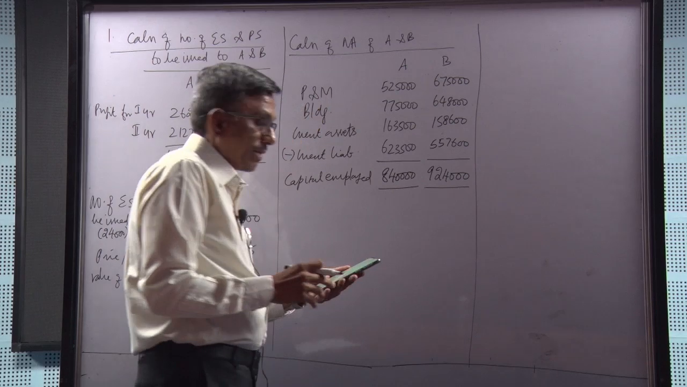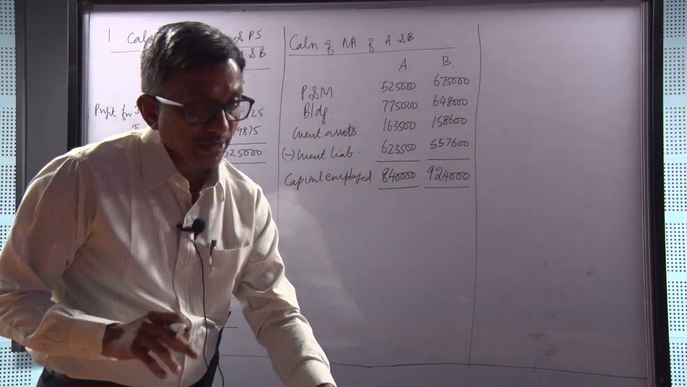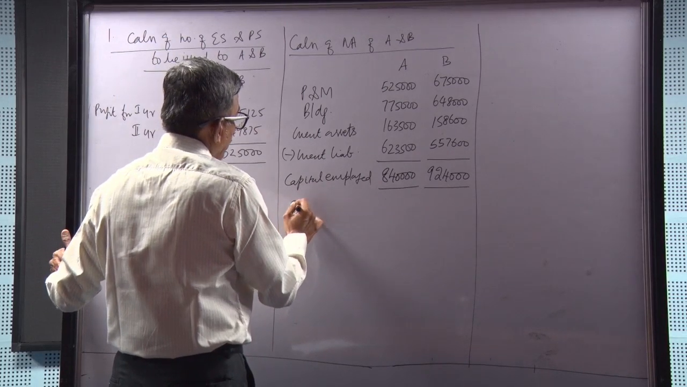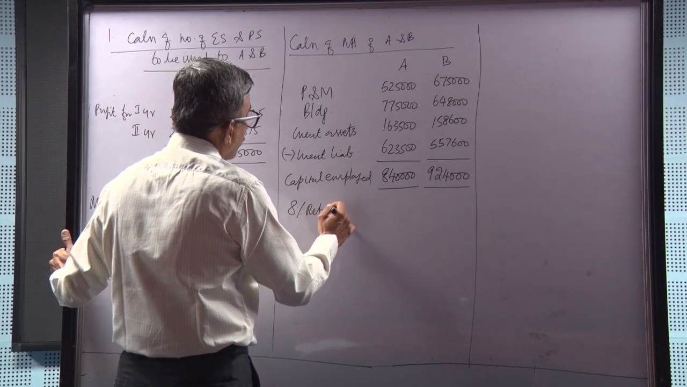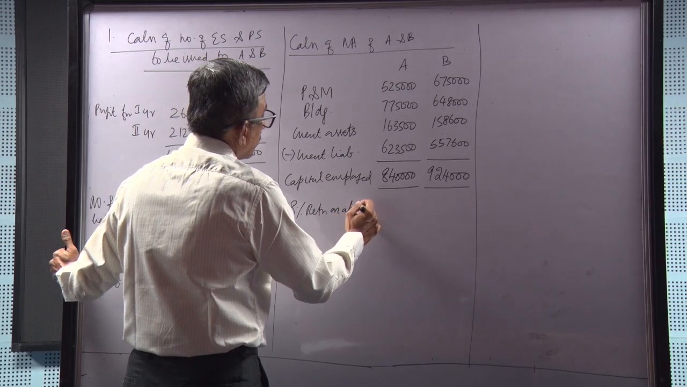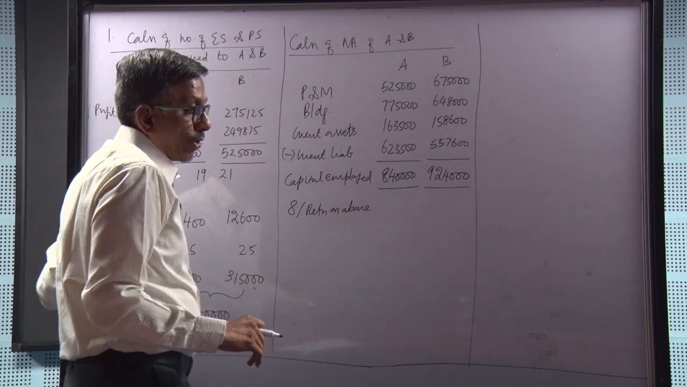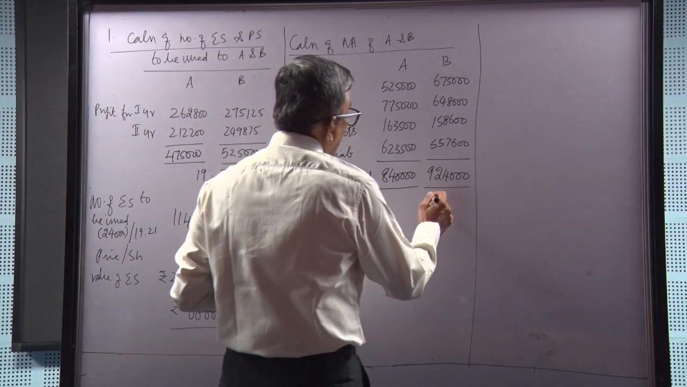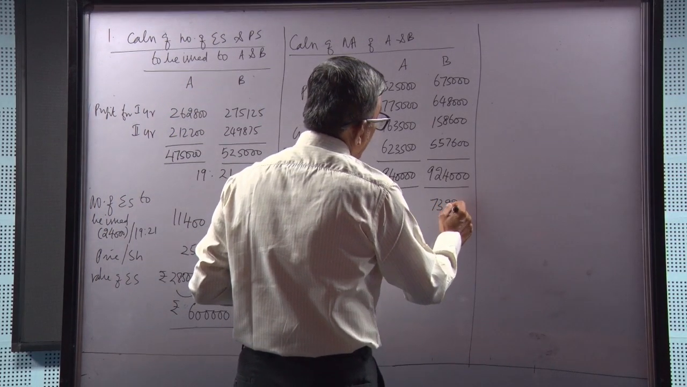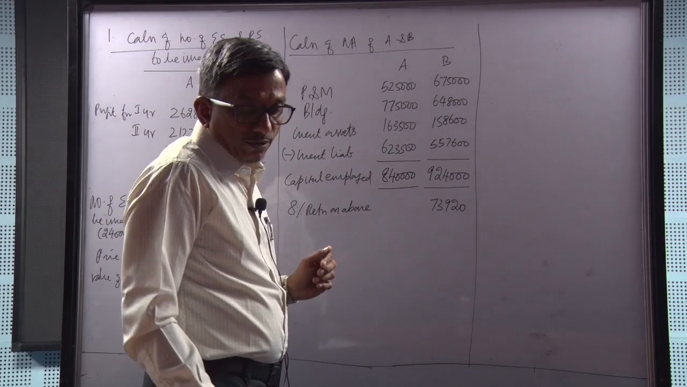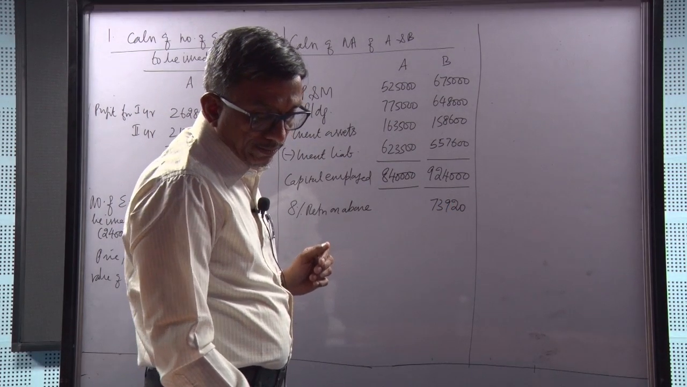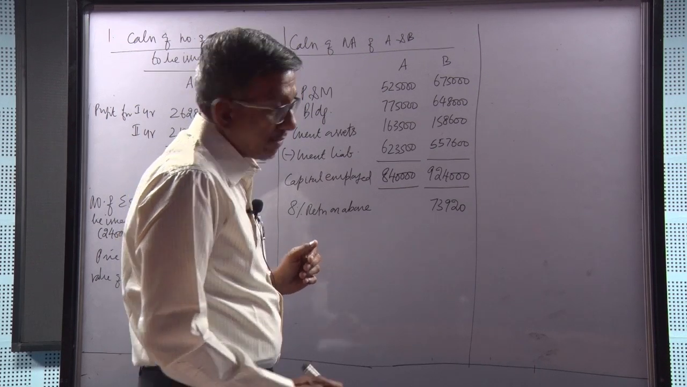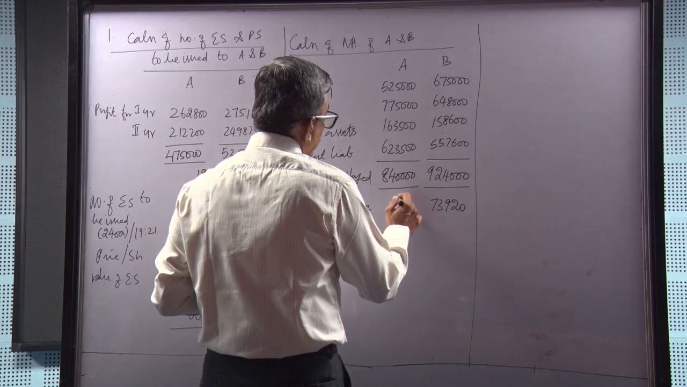If this is the capital employed of A and B, what is 8% return on above? So much of capital employed. What is 8% of that? For B, it will be 73,920. For A, 8,40,000 into 8%. That is 67,200.